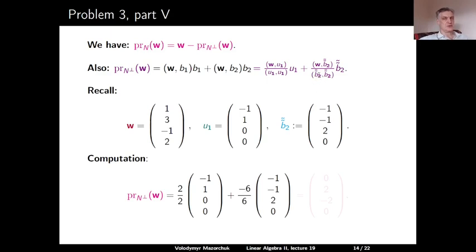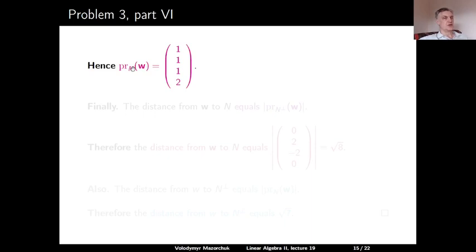And then b2 2 tildes with itself was 6. We knew that. So times minus 1, 2, 0. So it's just the difference between these two vectors. And we get 0, 2, minus 2, 0. So the orthogonal projection of w on the orthogonal complement to n is equal to 0, 2, minus 2, 0. This means that the orthogonal projection of w onto n is w minus the projection onto the orthogonal complement to n, and so it's equal to 1, 1, 1, 2.